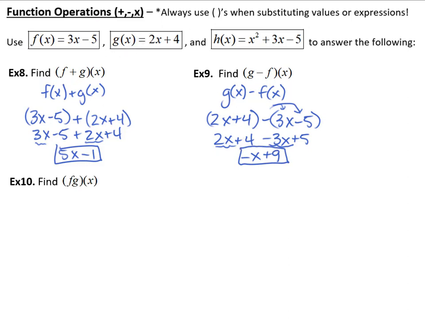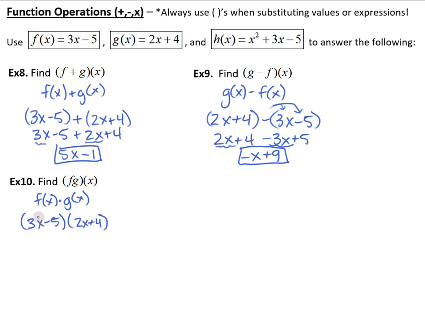Okay, two more examples here. Multiplying. This time it wants me to multiply f times g. Remember when you put variables next to each other like this, we're implying multiplication. Okay, so it wants me to do f of x times g of x. So f of x is 3x minus 5. Again, using parentheses here, g of x is 2x plus 4. You guys might recognize this. We can basically FOIL or double distribute here to get to our answer.